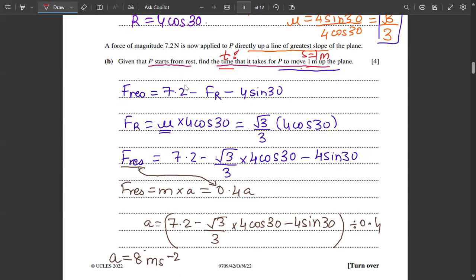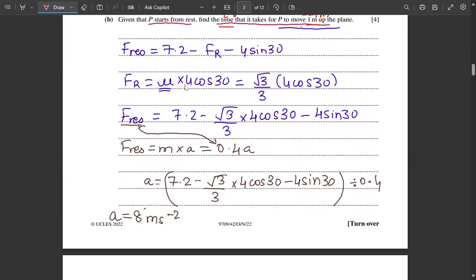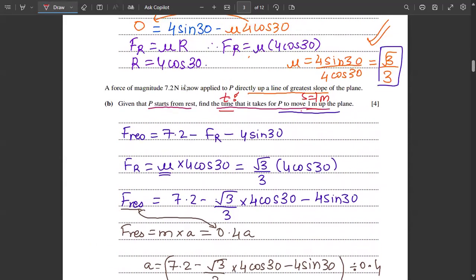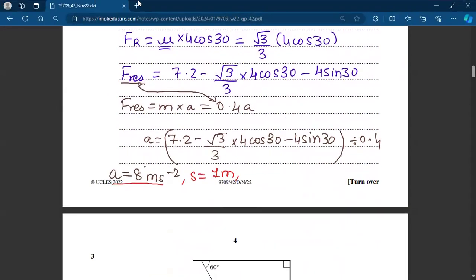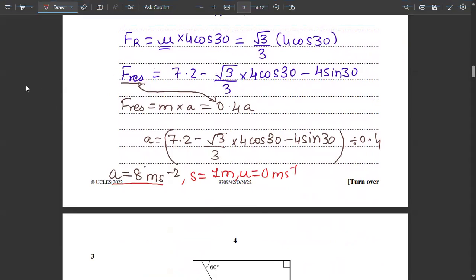So what all do we know? We know acceleration is 8 meter per second square. We know the distance traveled is 1 meter. We also know that P starts from rest. That means its initial velocity was 0 meter per second. So we even know the initial velocity being 0 meter per second. So what is the only thing that we have to find? t.